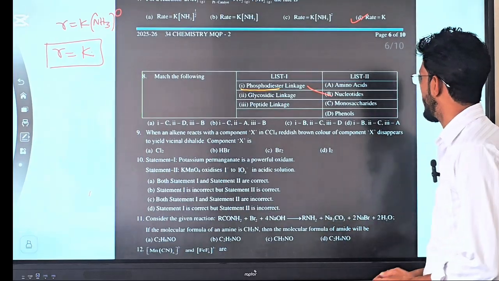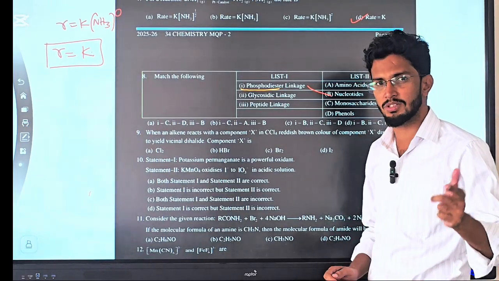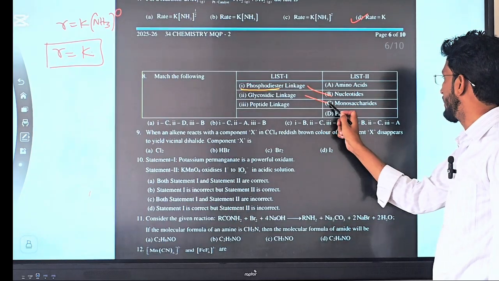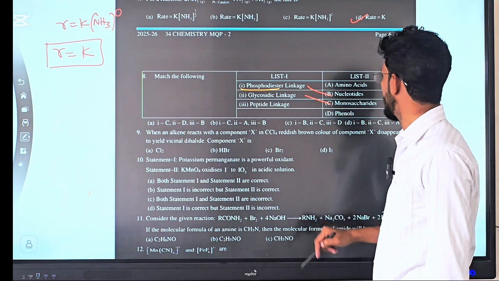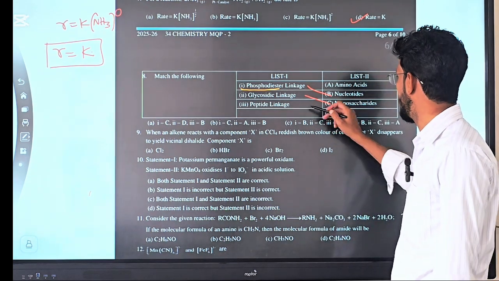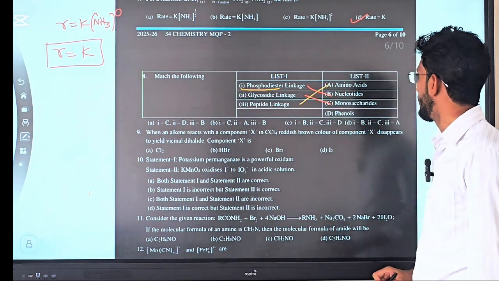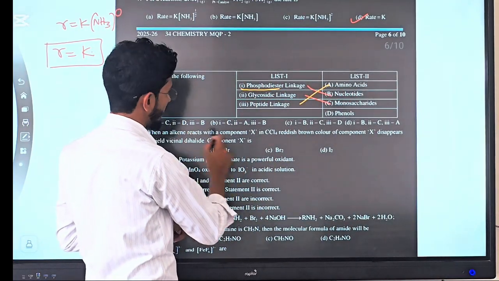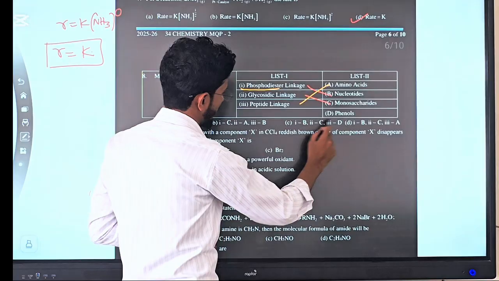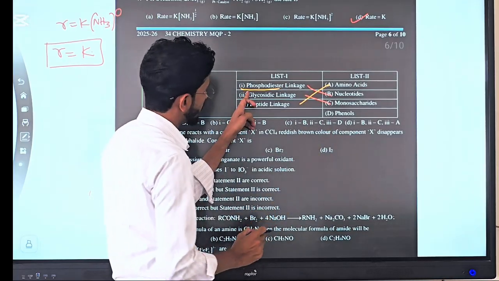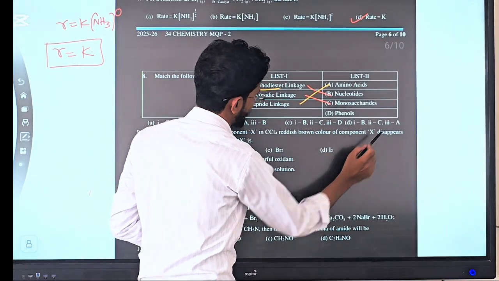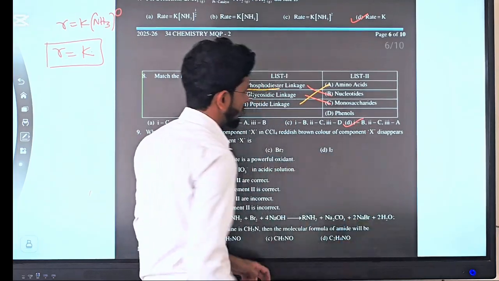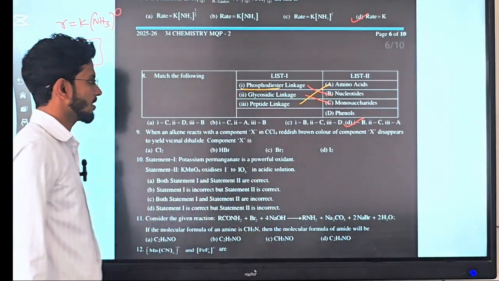Now, glycosidic linkage is present in sugar, and the monomer of sugar is monosaccharide. The answer will be C. Now, peptide linkage is present in protein, and the monomer of protein is amino acid. So option 1 matches with B, option 2 with C, and option 3 with A. Here D, here A. The answer will be D. This will be the correct answer.